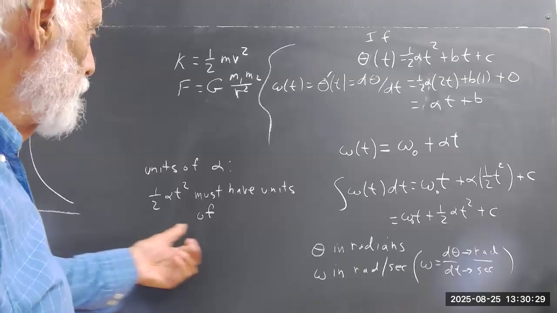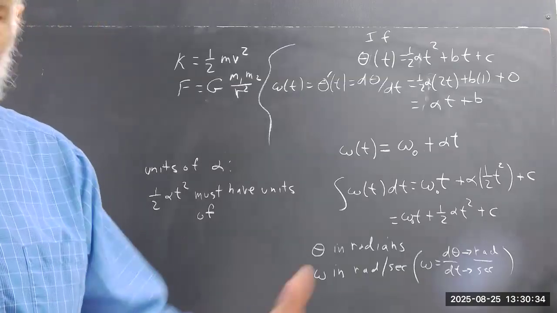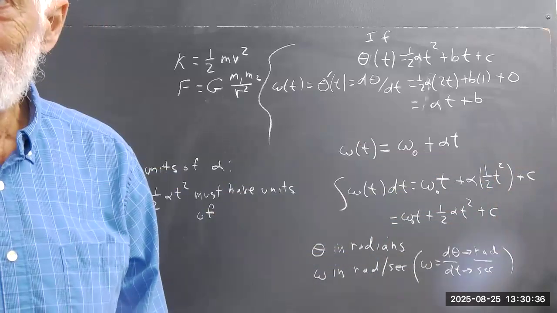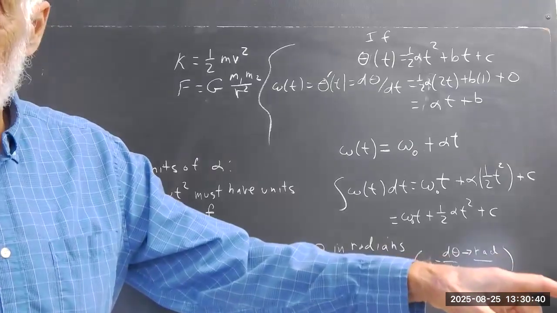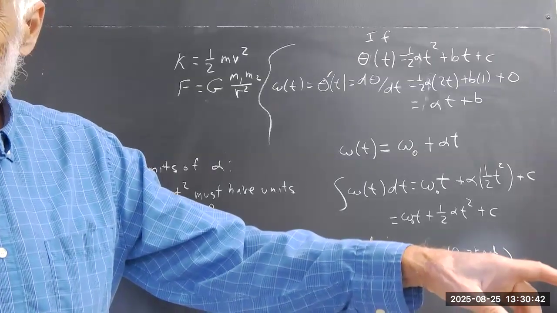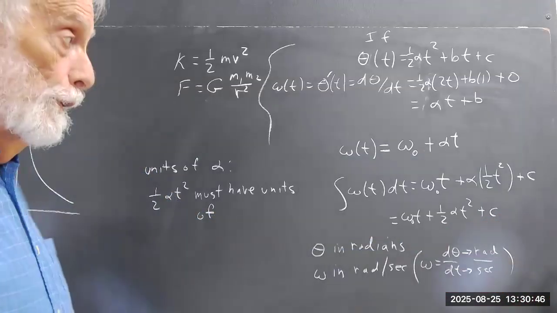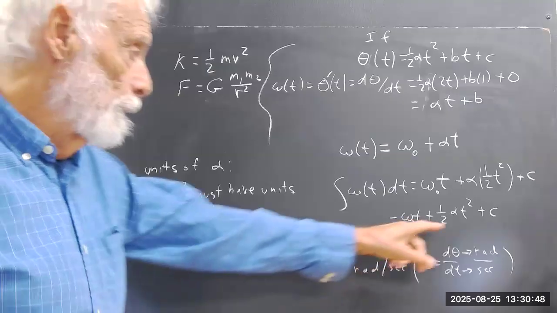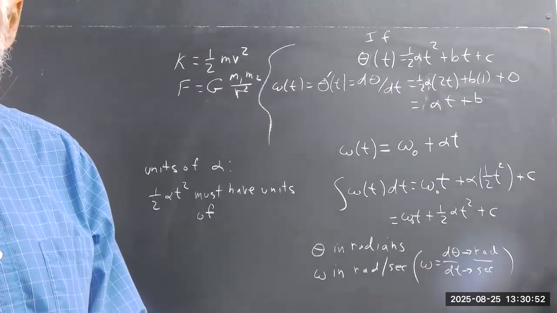One half alpha t squared must have units of what? Anybody feel like they can answer? Don't answer, I'll pause it, and then I'm perfectly willing to walk over there and hit a button for an answer. Anybody have an answer? What are the units of one half alpha t squared, which appears right here? What do the units have to be?